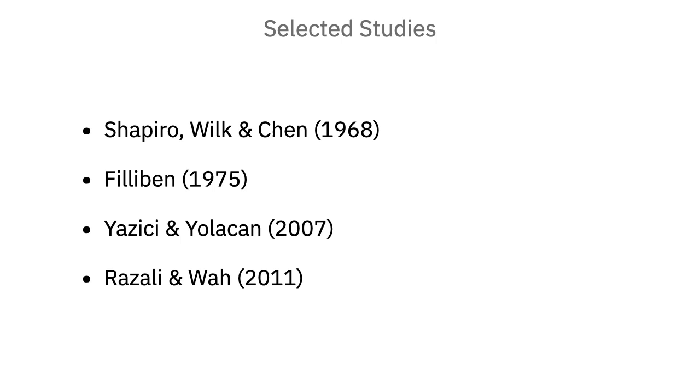Here are some of the papers I have pulled results from. Shapiro, Wilk, and Chen, and Philibin propose their own normality tests and compare the power of their tests to those of other tests in their papers over a range of sample sizes and non-normal populations. Yazici and Yolacan and Razali and Wah do not propose their own tests, but similarly compare the power of existing tests across a range of contexts.